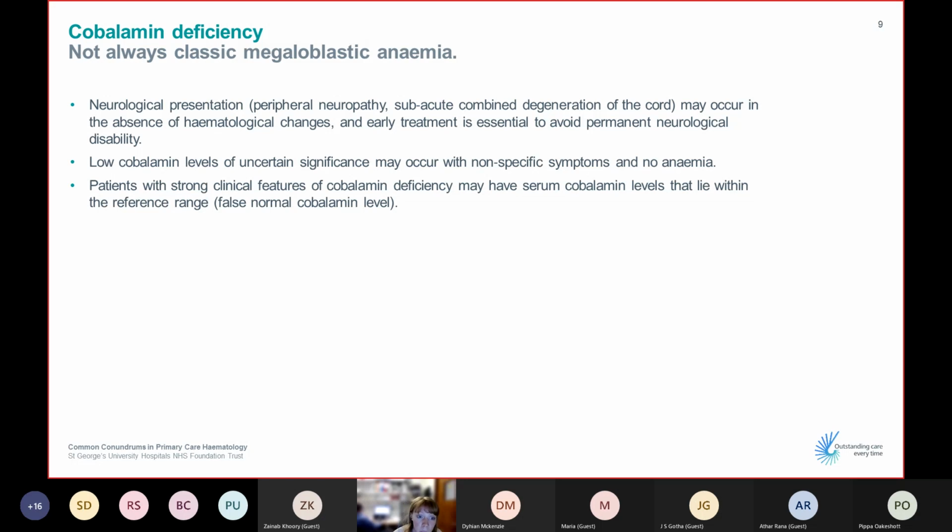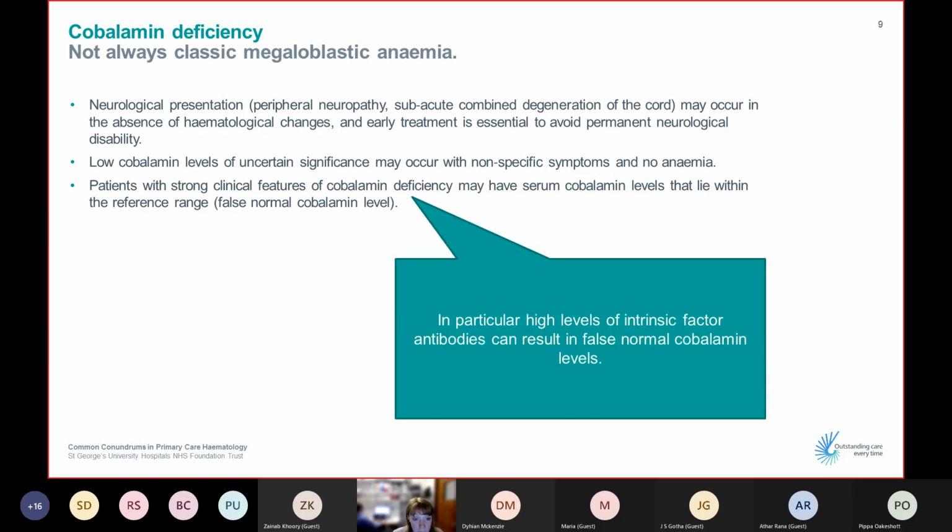And patients with strong clinical features of B12 deficiency may, in fact, have a serum B12 level that lies in the normal reference range, a false normal B12 level. The patients I particularly wanted to highlight here were those with very high intrinsic factor antibodies, as high intrinsic factor antibodies can actually cause a false normal B12 level.